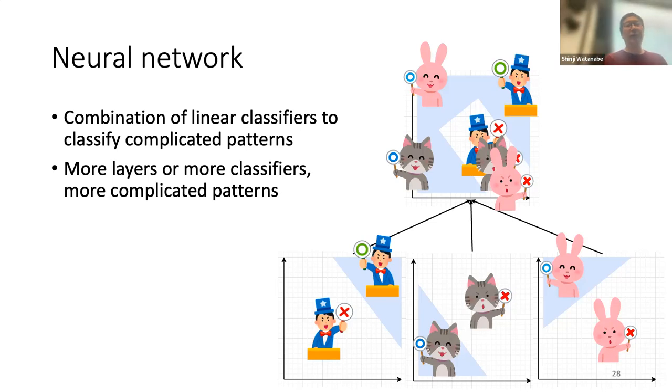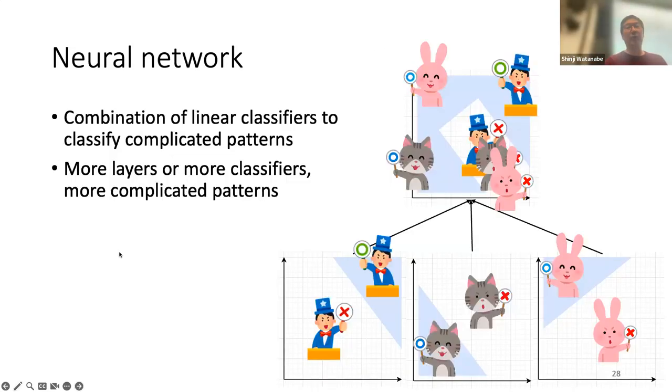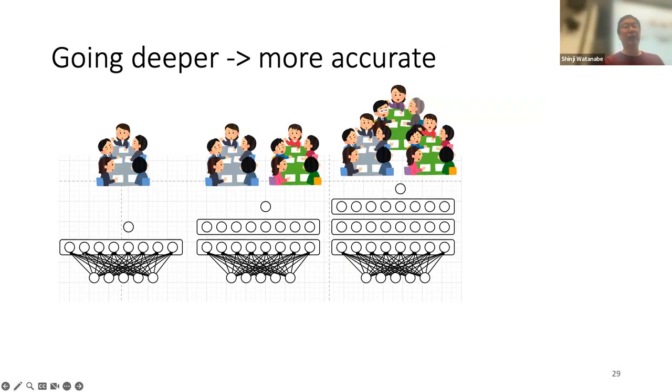And then this is just to combine the various patterns. But the deep neural network also makes the pattern more complicated by using more layers. This combination just has many neurons here, so it is like having more people here. But having multiple layers means that we have more meetings to refine our ideas and so on. So this is the deep neural network.